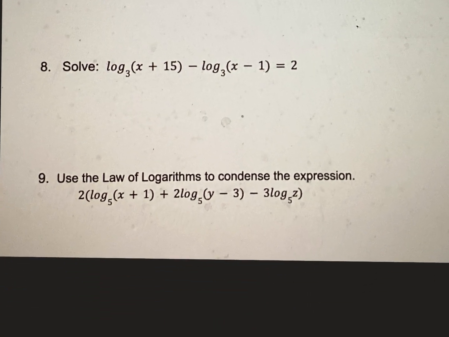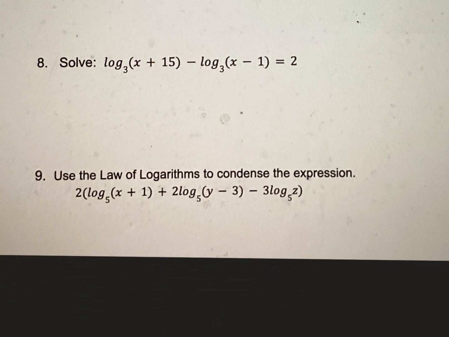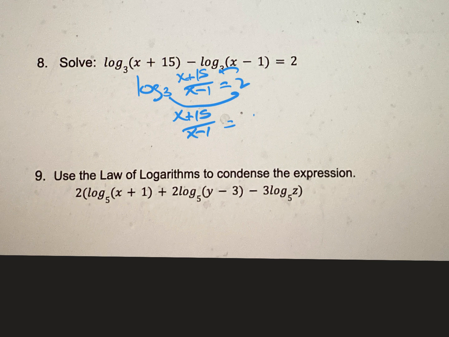Let's keep going here. Number 8, I see 2 logs, your favorite, but they're just subtracted. Okay, so make it 1 log using division, x plus 15 over x minus 1 equals 2. And because there's 1 log now, I'm going to do that base to that power equals that. That's all I'm doing. So I got x plus 15 over x minus 1 equals 9.